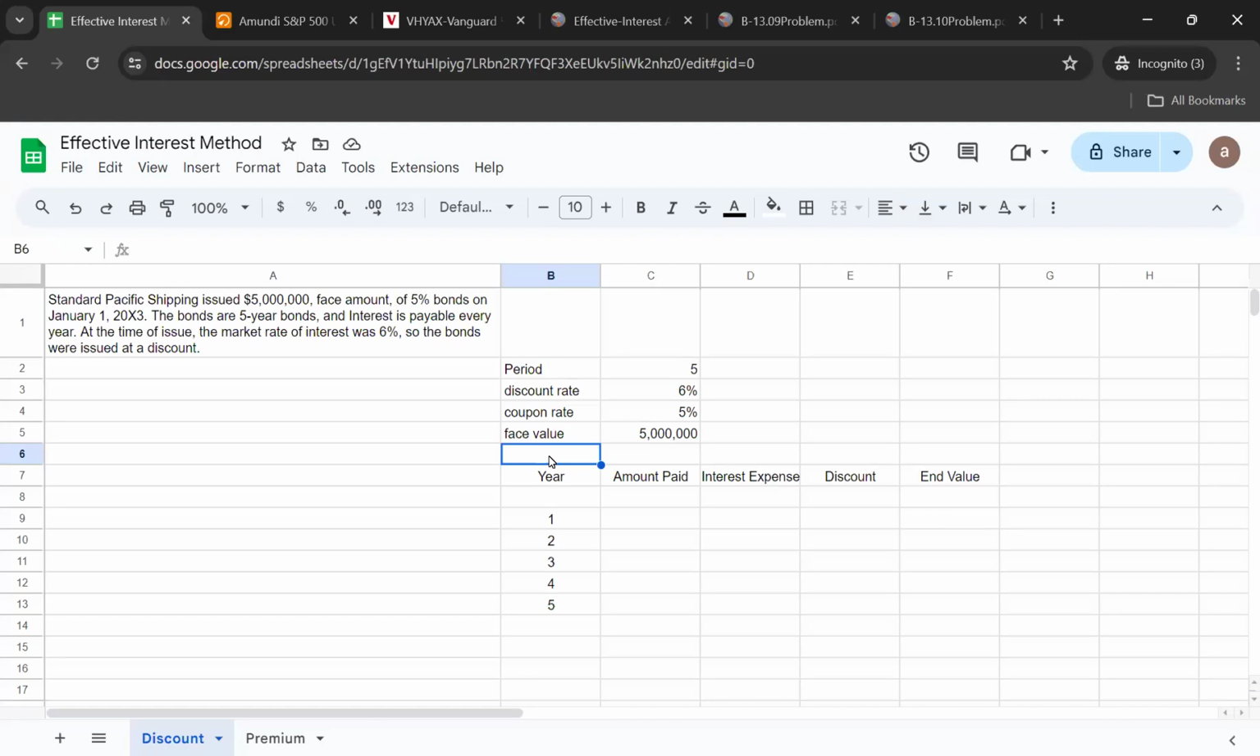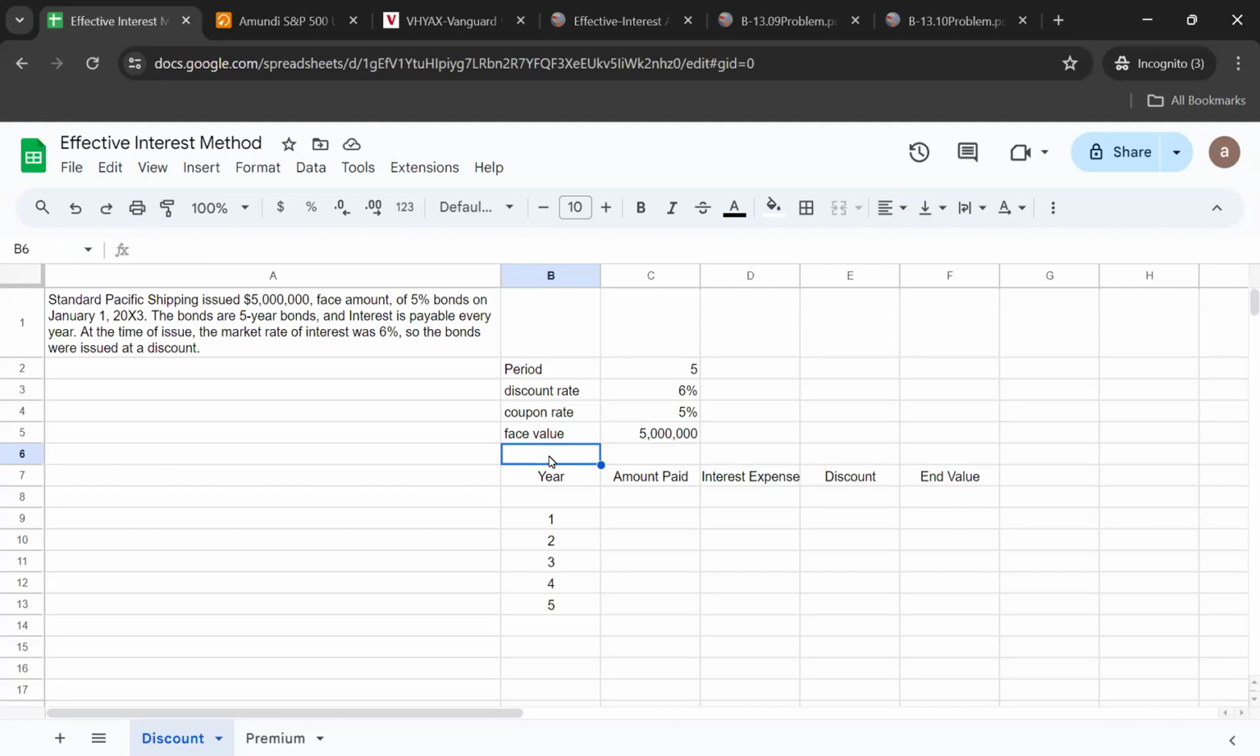Standard Pacific Shipping issued $5 million face amount of 5% bonds on 1st January 2003. The bonds are 5 years bonds, and interest is payable every year. At the time of issue, the market rate of interest was 6%, so the bonds were issued at discount.